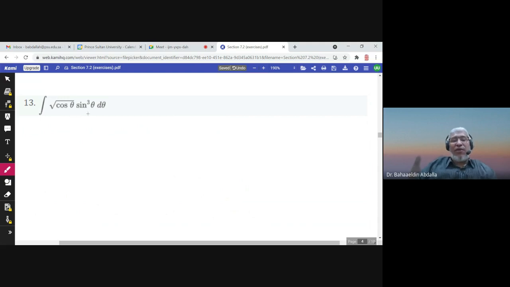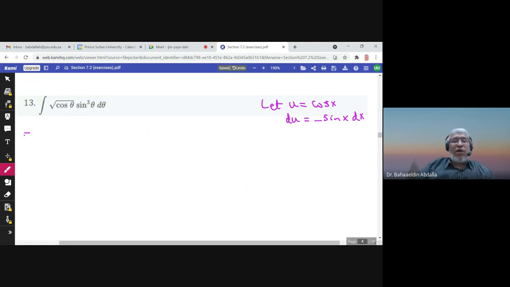What do we have here? We have sine to the power 3, odd power. But this is square root. Don't worry about it. Just concentrate on the third power of sine. So we said that immediately we take u cosine and find du, negative sine x dx.